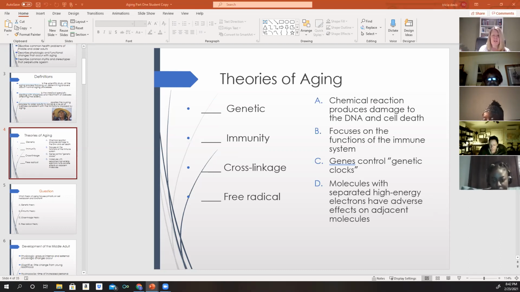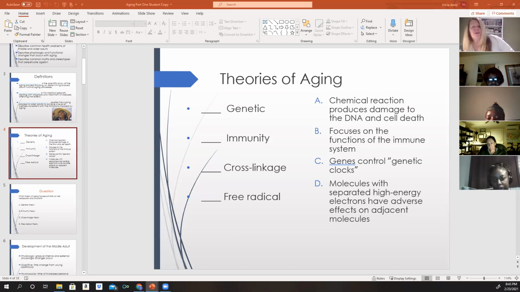So then we have immunity. Which one do you think is immunity? B, yes, very good. The immunity theory of aging focuses on the functions of the immune system. Then we have cross-linkage. What do you think that is? It's A. Cross-linkage is a chemical reaction that produces damage to the DNA and ultimately causes cell death.